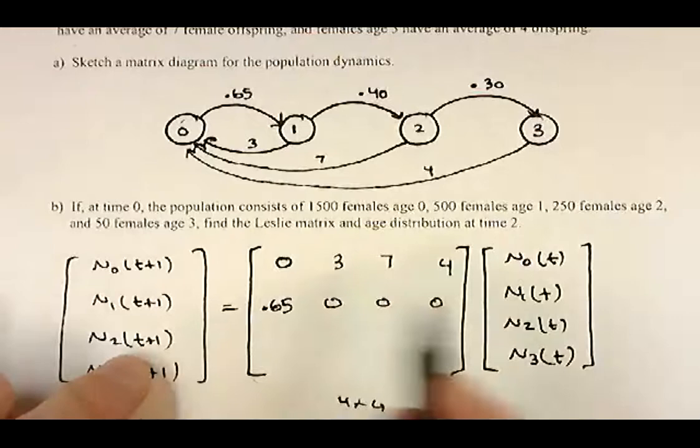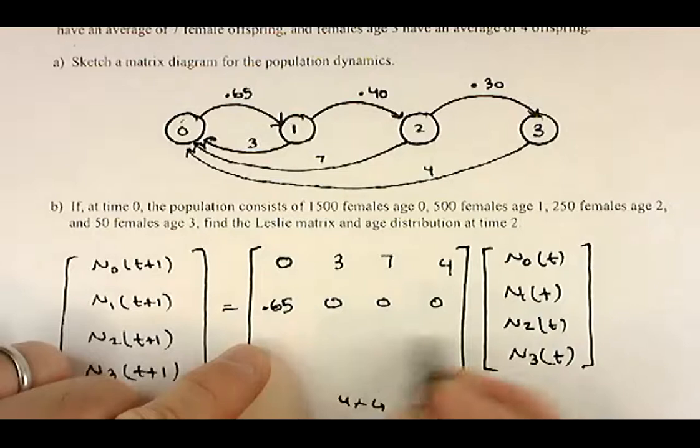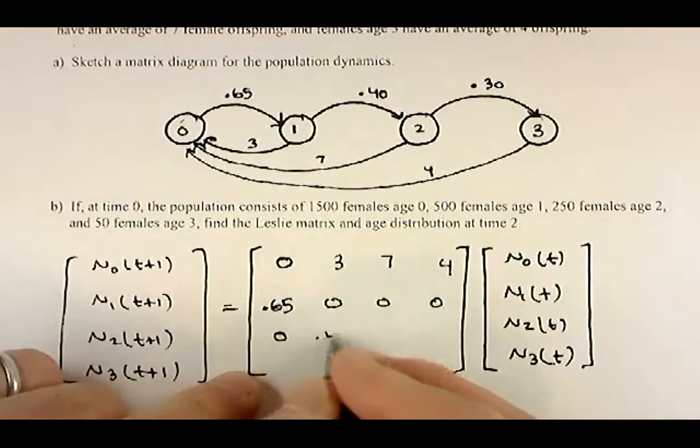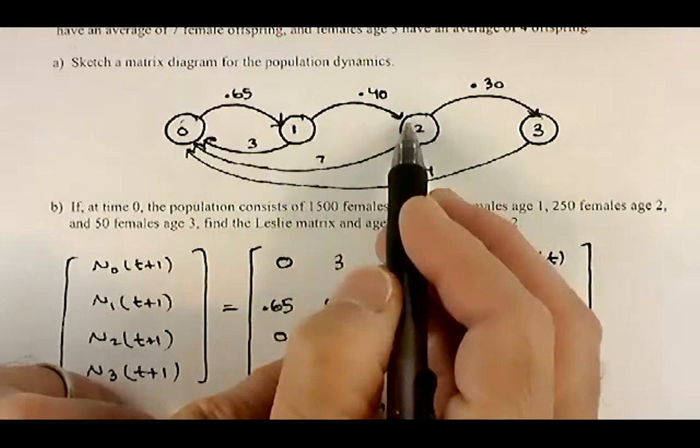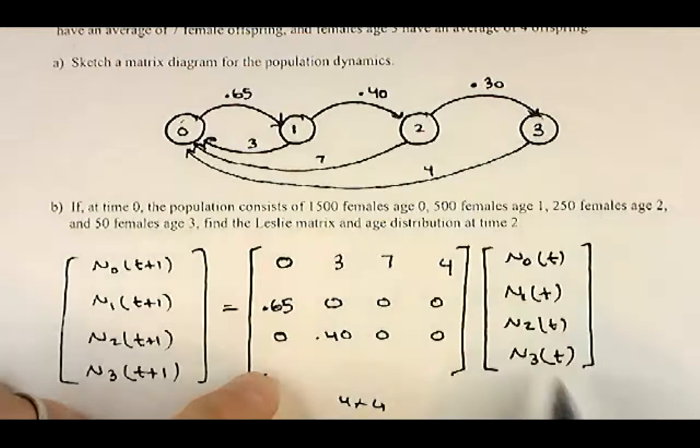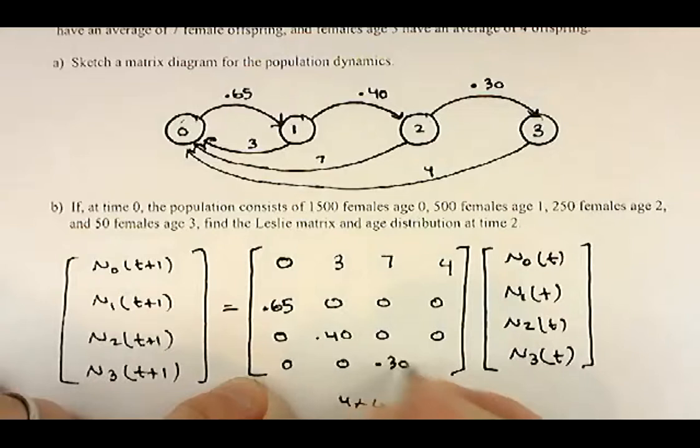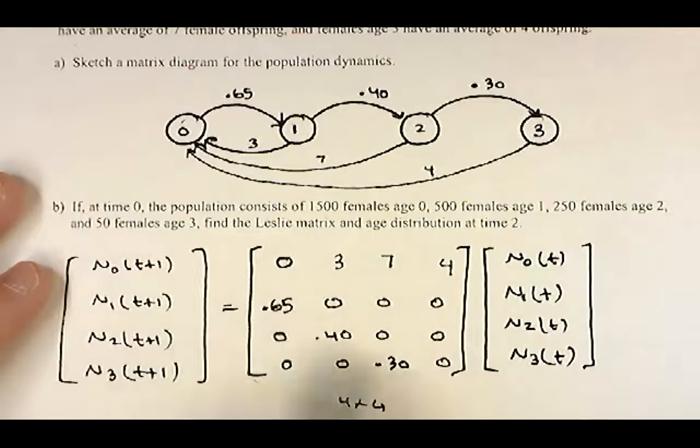2-year-olds are coming from the 40% of 1-year-olds that make it. So where should that 0.4 go? That should go in the second slot, because the way we multiply, that's what would get multiplied by the number of 1-year-olds to become 2-year-olds. And then these will be zero. And then finally, the number of 3-year-olds are coming from the number of 2-year-olds, which would be 0.3 in the third slot. This is often how, if it's a pure Leslie matrix, you'll have this form, where this is basically your offspring and your survival ratios, and they usually go in a diagonal just based on the way we multiply.